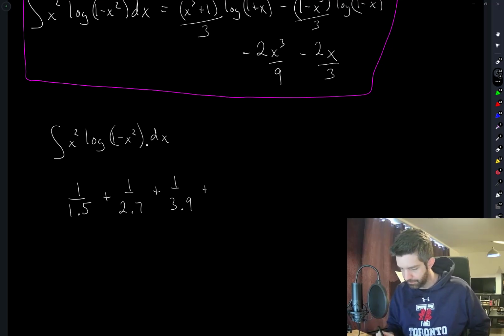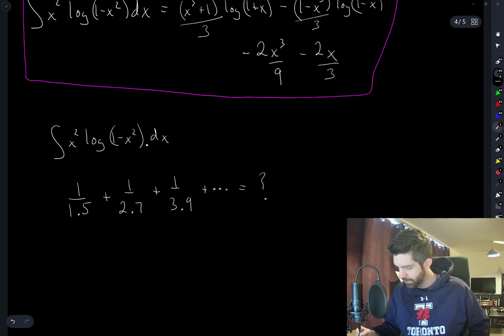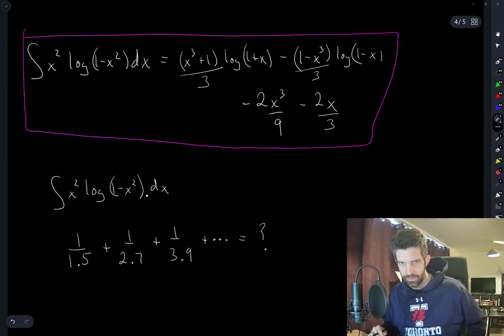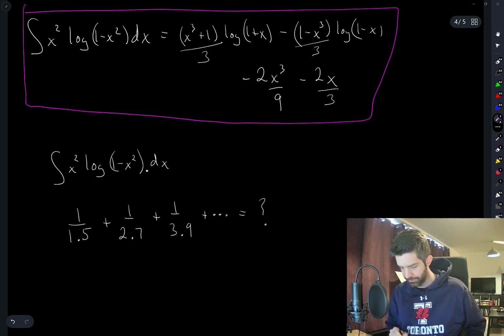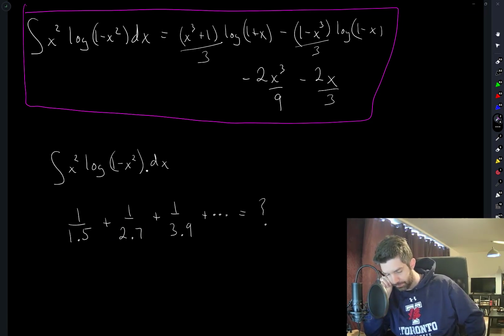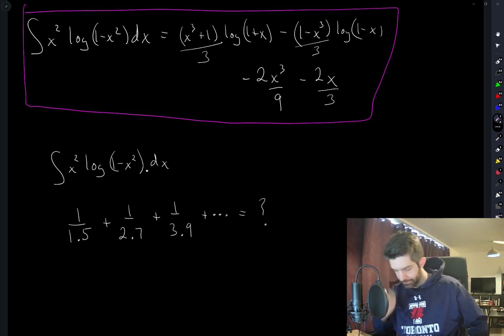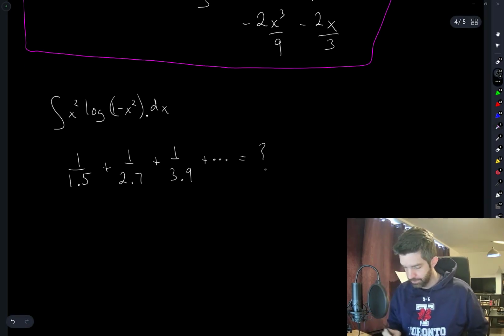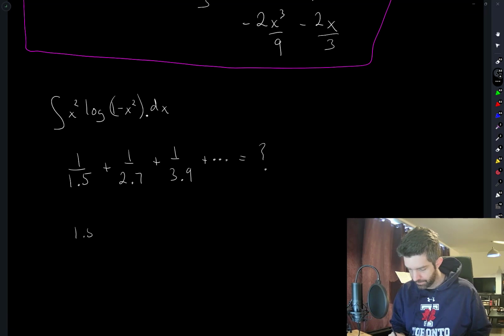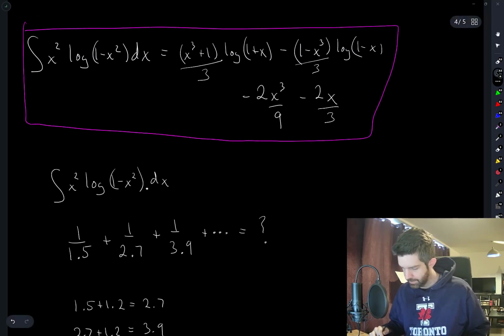I don't know if these are decimal places or it's intended to be like a multiplication. I mean, I don't see what kind of pattern is going on in these numbers if we're to assume that they're decimals. We just keep adding 1.2, right? 1.5 plus 1.2 is 2.7. 2.7 plus 1.2 is 3.9.